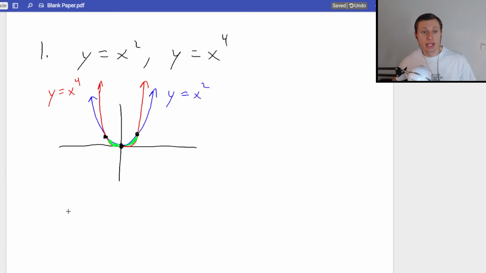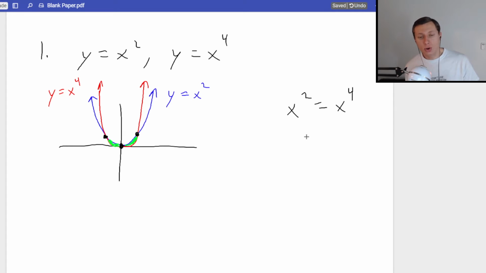Again, if you didn't know that, you don't need to. You can still solve the problem without knowing that. Now, real step 1 is find the intersection points. Again, how do I find intersection points? Set the functions equal to each other. X squared equals x to the 4th. Okay? Now we need to solve this.